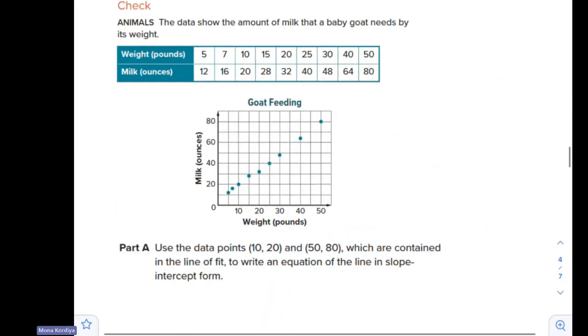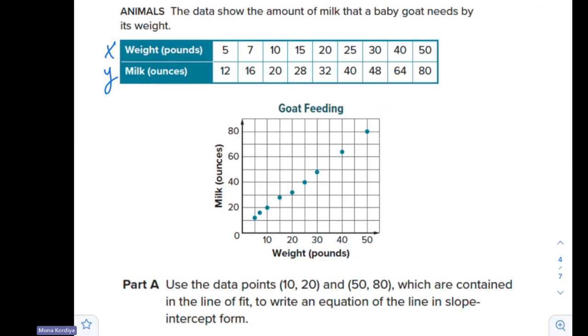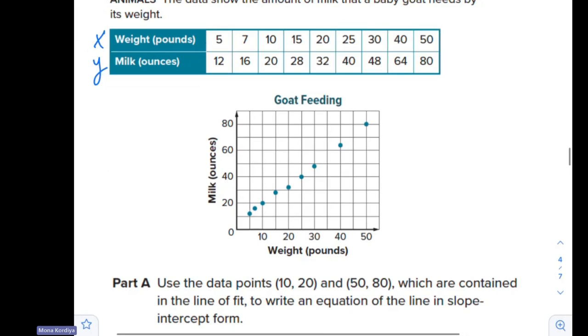Let's see an example here. The data shows the amount of milk that a baby goat needs by its weight. Usually, this will be your X and this will be your Y. So when you plot, make sure that you are choosing a proper scale, as they have done here. This is the weight, the X values, and this is the milk in ounces, the amount of milk needed.